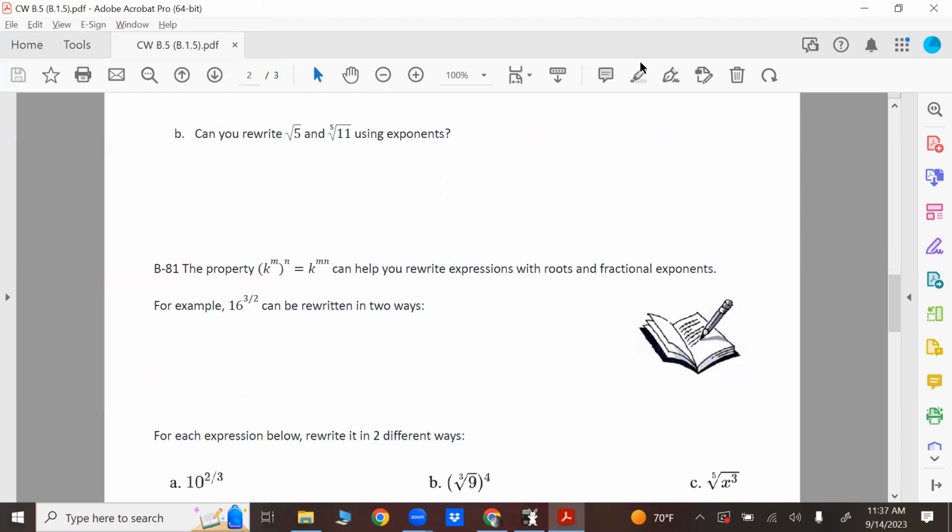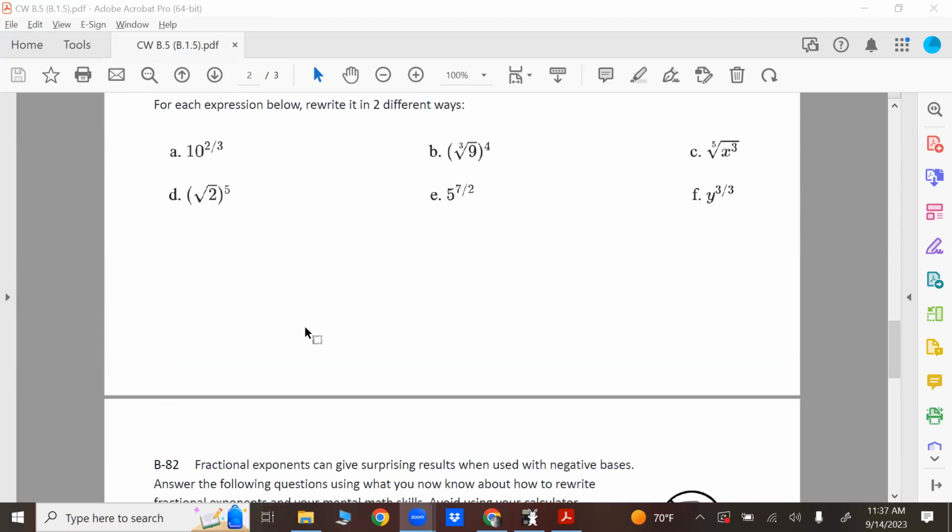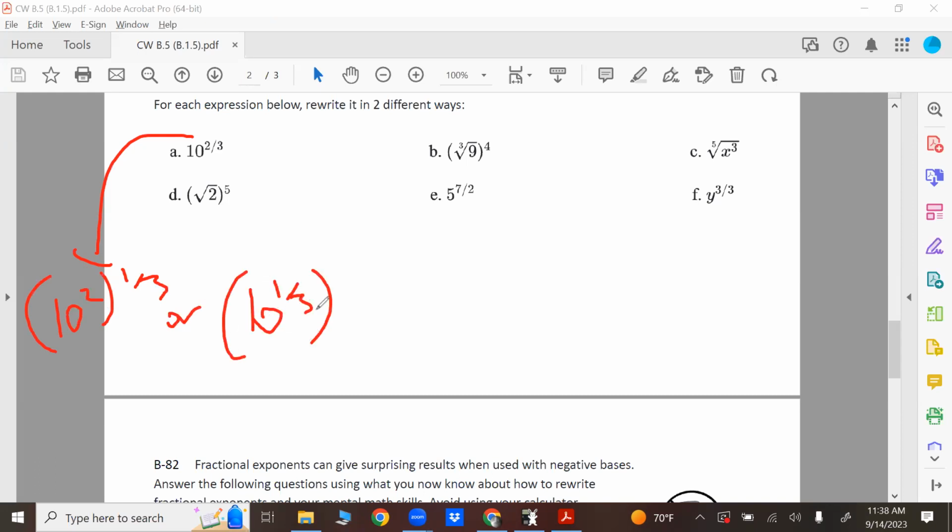Okay, so now what are you guys going to do? Do parts A through F in your groups. You're going to write it two ways. For example, for part A, I'll do it again with you guys: 10 squared raised to the 1/3, or 10 to the 1/3 raised to the 2nd power. Do this for the other five. You're not evaluating at all, you're just rewriting it so that you have parentheses, something raised to some power, and another power on the outside. So the denominator and the numerator.